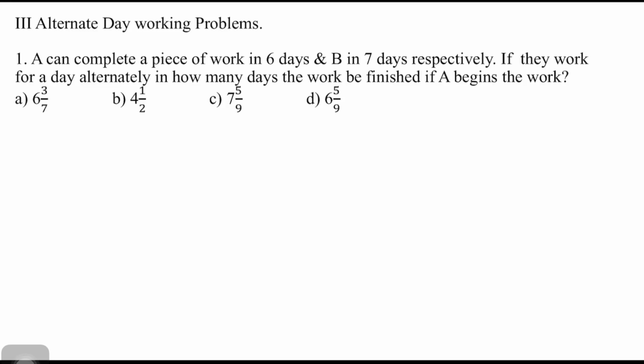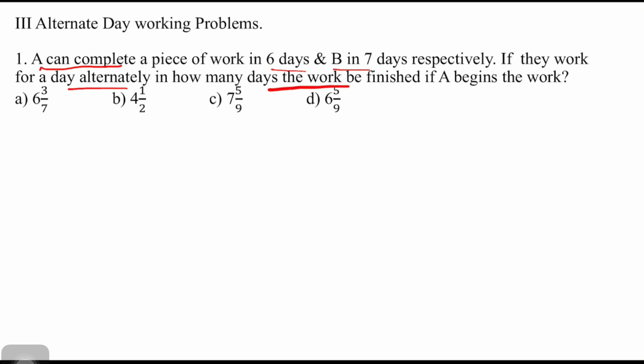Okay, we'll start the next type of problems, that is alternate day working problems. A can complete a piece of work in 6 days and B in 7 days respectively. If they work for a day alternately, in how many days will the work be finished if A begins the work? A can complete a work in 6 days, B in 7 days. They are working alternately. So in how many days will the work be finished?